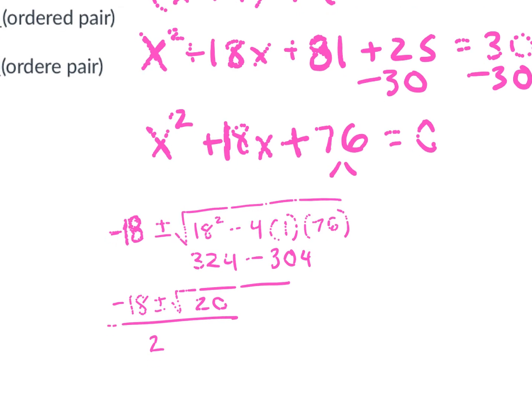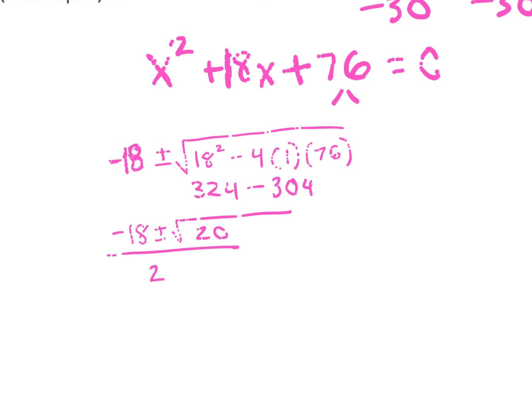Four and 5 are my factors of 20. So 4 comes out as a 2. 2 square root 5 over 2. And then I can simplify a little bit more. 2 goes into 18 and 2, so this would be negative 9 plus or minus square root 5.